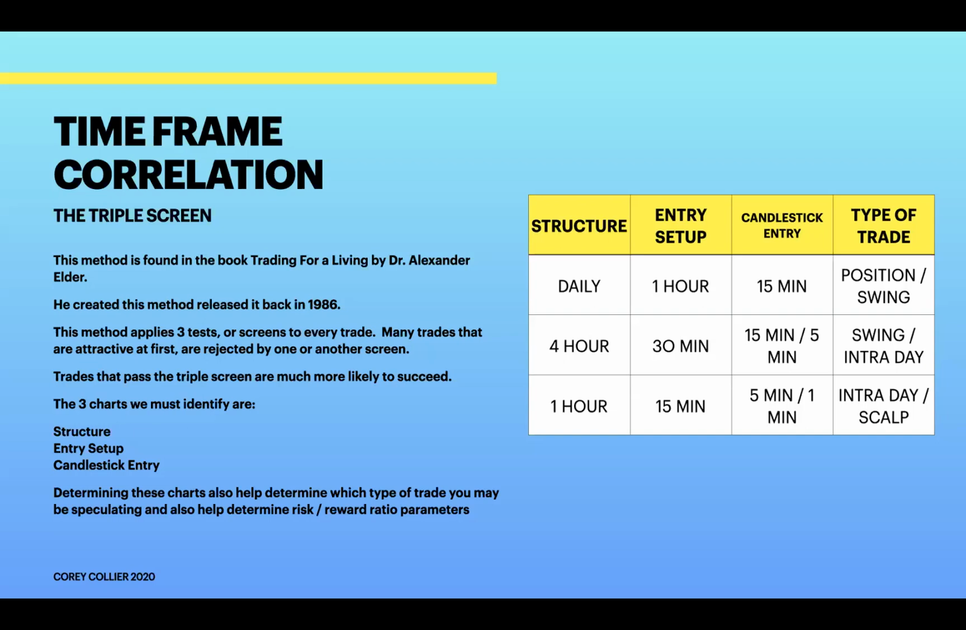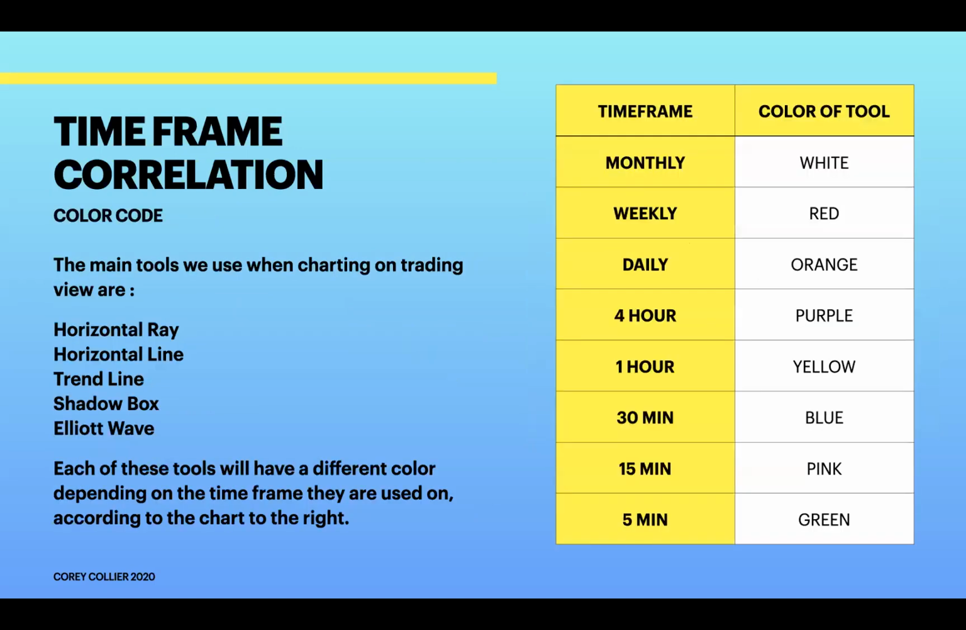And finally, if you find your structure on the 1 hour chart, your entry setup chart is going to be the 15-minute chart. Your candlestick entry is going to be the 5 minute or the 1 minute. Okay. And honestly, even if you find structure on the daily chart, you could still break it down to the 5 minute and 1 minute chart using the same method. This is the sauce, guys, as I'm trying to tell you.